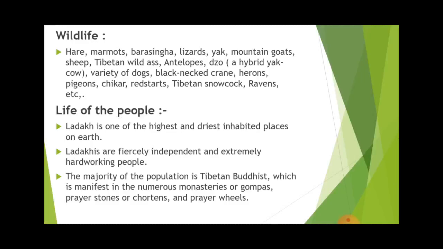The first one: Ladakh is one of the highest and driest inhabited places on the earth. So this is the highest and driest place on the earth, and people live over here. The Ladakhis have developed a sustaining culture. They do not depend upon others, and they are fiercely independent and extremely hard-working people. They have also adapted themselves to the challenges which are part of Ladakh, and they have developed their habits according to the Ladakh climatic conditions.